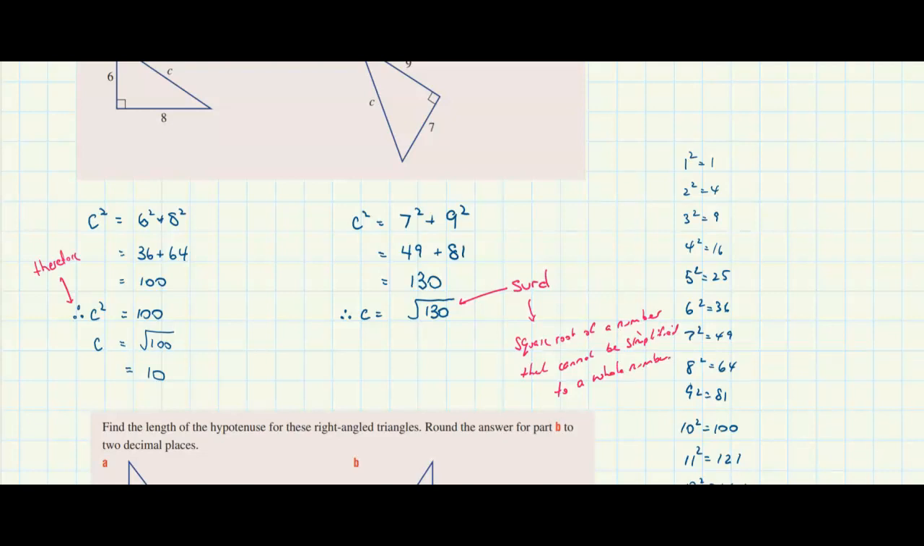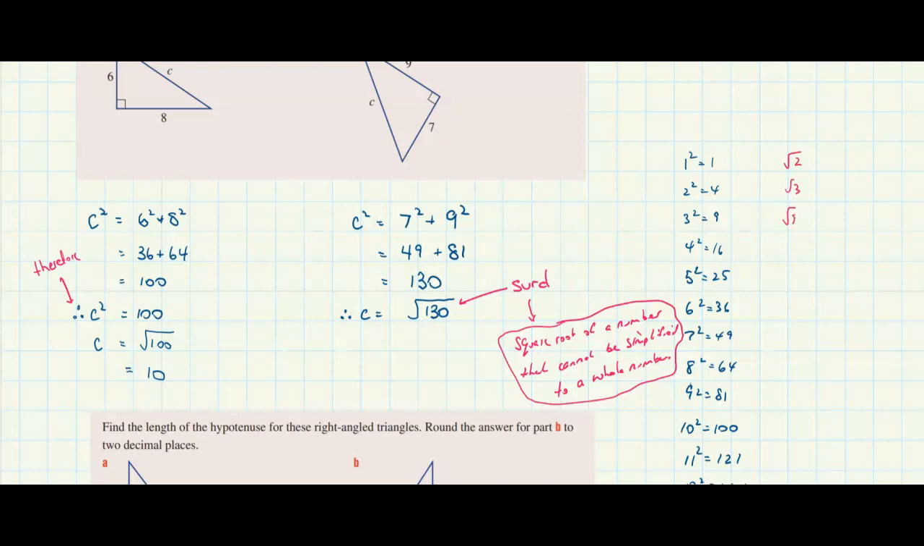So, put a little boundary around that. That means the square root of anything other than these numbers here. The square root of 25, that's not a surd. Square root of 16, these are whole numbers. Square root of 9, no way. But square root of 2, square root of 3, square root of 4, no.